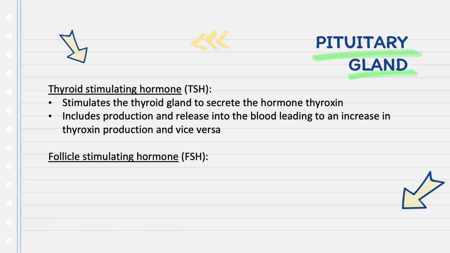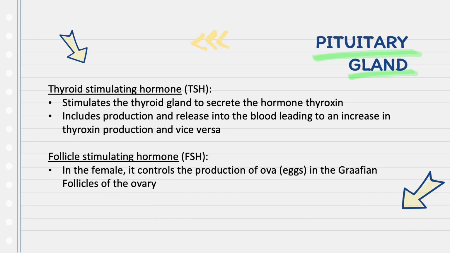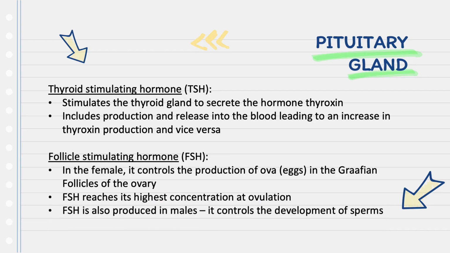The next hormone is follicle stimulating hormone, FSH. In the female, it controls the production of ova, which are eggs, in the Graafian follicles of the ovary. FSH reaches its highest concentration at ovulation. FSH is also produced in males. It controls the development of sperms.